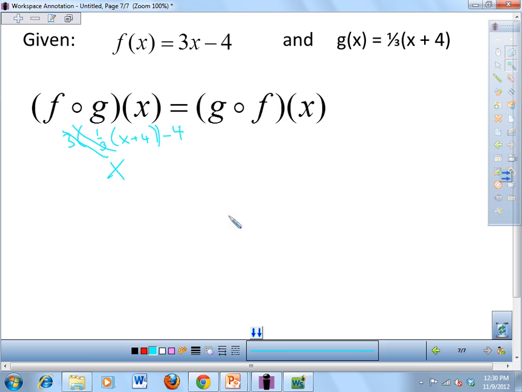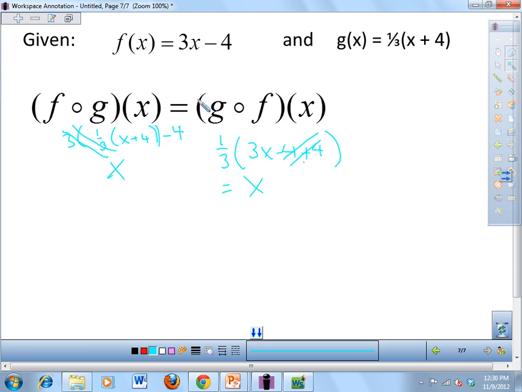Right? So now I'm going to go the other way. So I'm going to take f and plug it in here. So that looks like 1/3 times 3x minus 4, correct? We have 1/3. Oops, I need parentheses. 1/3 times 3x minus 4 goes in there, plus 4. What happens to my 4s? You can cancel those out, right? And I get 1/3 of 3x, which is x. So both sides equal x.